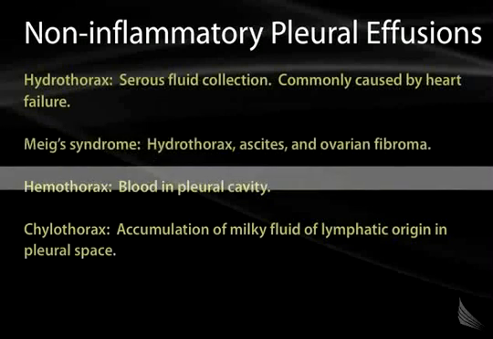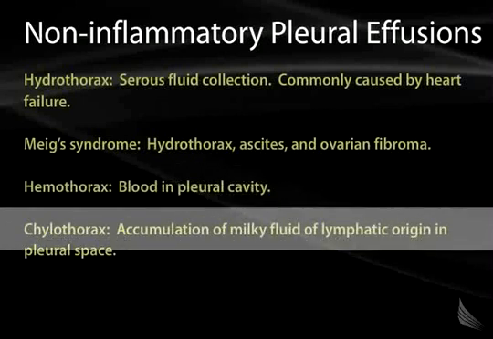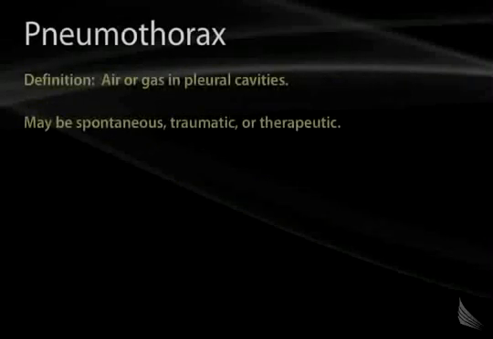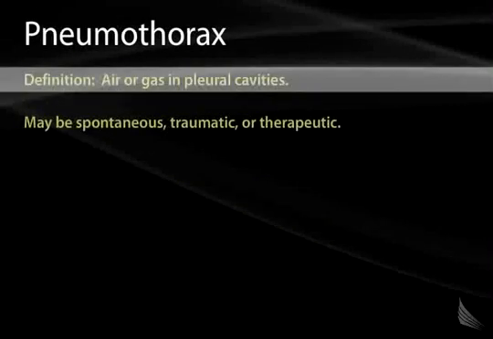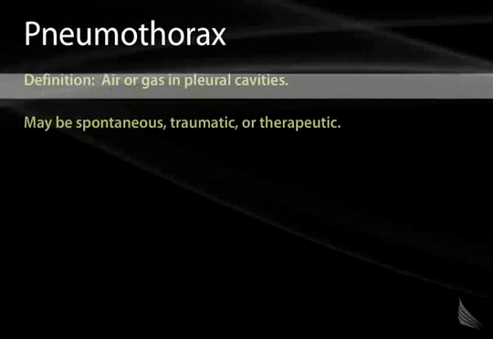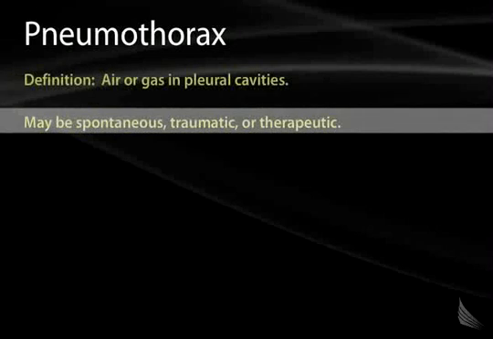Hemothorax is when you have blood in the pleural cavity. This can be caused by iatrogenic causes with thoracentesis or central venous catheter placement, or it can be caused by pneumonias such as staph or a neoplasm. Chylothorax is when you have accumulation of milky fluid from the lymphatics that leaks into the pleural space. A pneumothorax is air or some type of gas between the visceral and the parietal pleural cavities. This can be spontaneous, traumatic, or therapeutic.